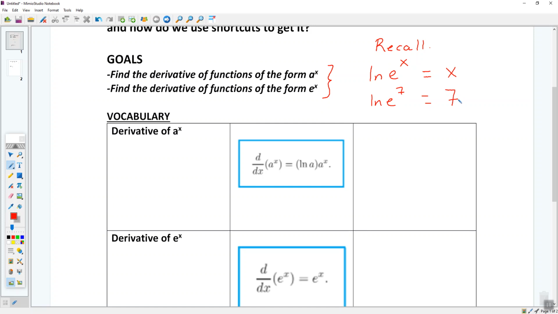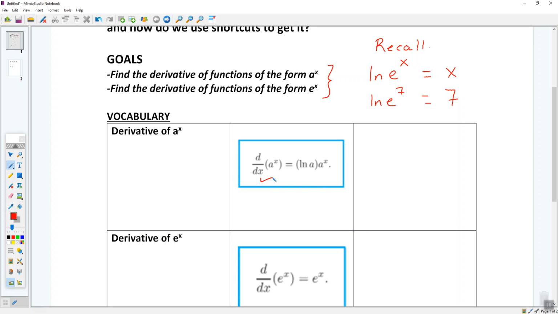All right, my friends, here we go. Two vocab words, and the vocab words are really going to be the shortcuts to your new derivatives today. The first one says the derivative of any value a to the x. So when I write this right here, this is saying the derivative with respect to what variable here, kids? The derivative with respect to x of the function a to the x is equal to the natural log of a times what? A to the x.